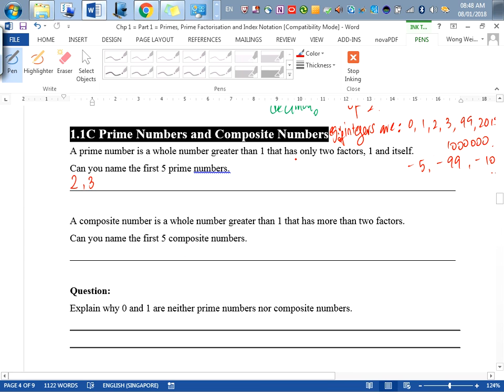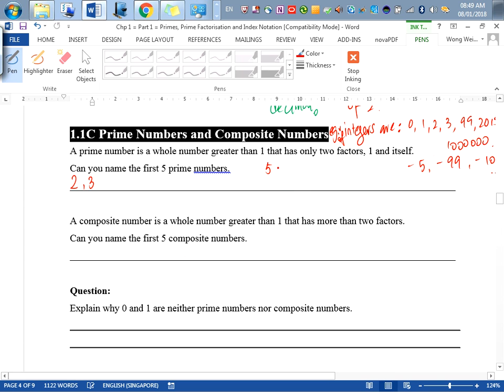Are you sure it's not 4? Can I try? Let me just try 4, okay? 4 equals 1 times 4. Oh, I see only 2 factors. Yes, there is another option. We have 2 times 2. So over here, 4 has 3 factors: 1, 2, and 4. Therefore, 4 is not a prime number. So I don't want that.